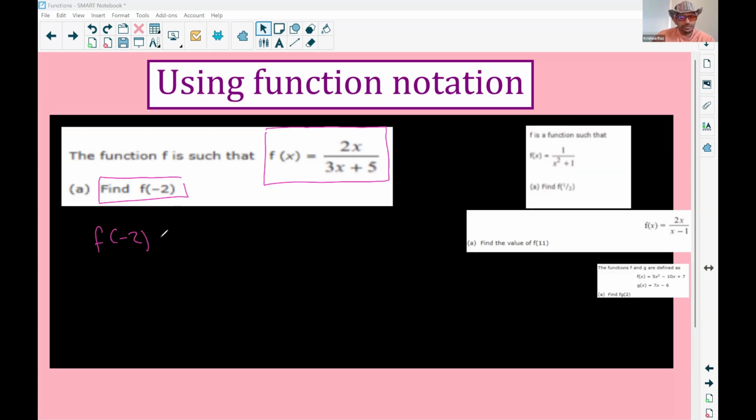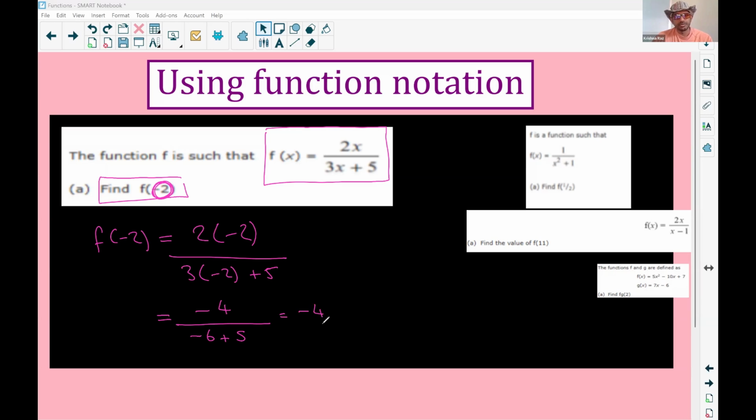So f(-2) equals 2 times minus 2. So wherever we see x, we replace it with a minus 2, which I don't think I was that clear about a minute ago. So we replace whatever the x is with the number there. So we've got 2 times minus 2 all over 3 times minus 2 plus 5. And then we can either just punch it in the calculator, or just do it as I'm doing it now. Minus 4 over minus 6 plus 5, so minus 4 over minus 1, which is 4. So hopefully you got that.